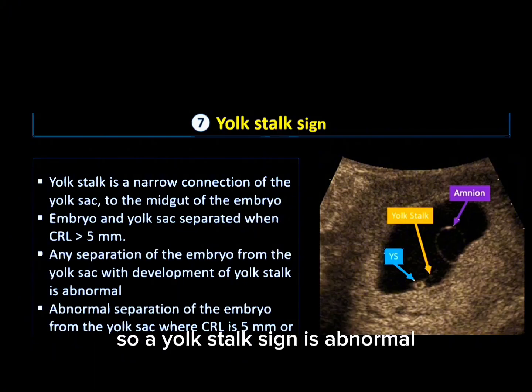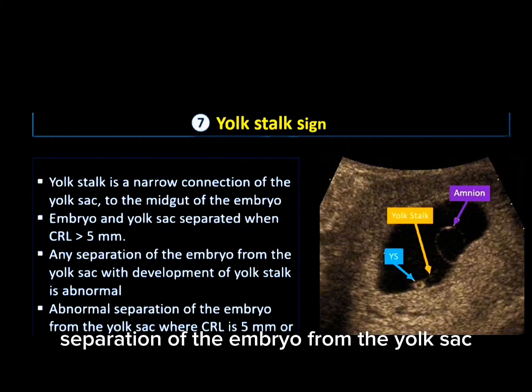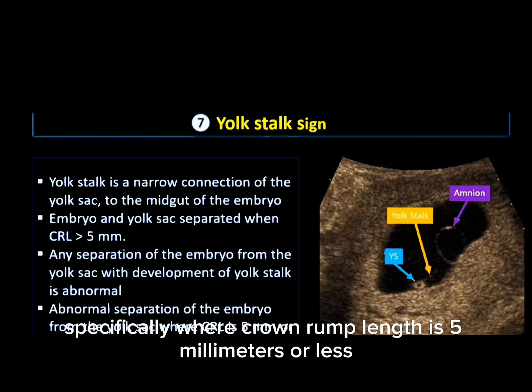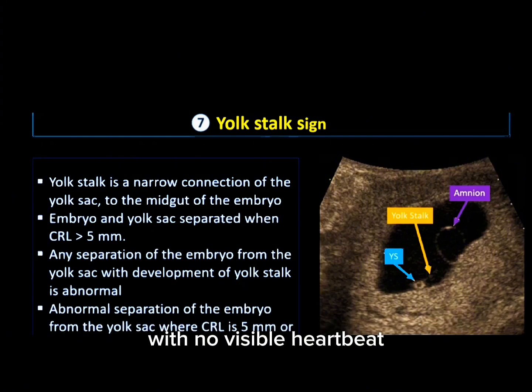So, a yolk stalk sign is abnormal separation of the embryo from the yolk sac in early embryonic development, specifically where crown rump length is 5 mm or less, with no visible heartbeat.